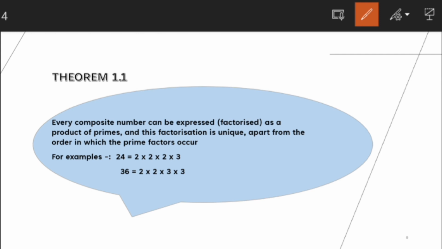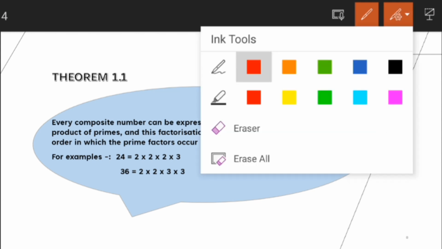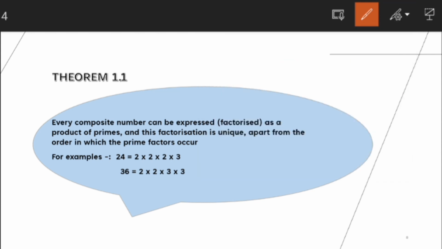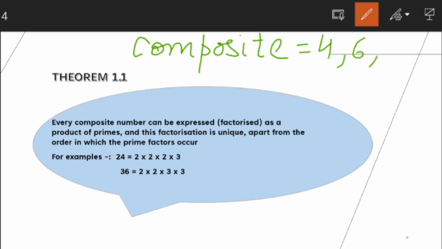We have already done this: composite numbers are the numbers which have more than two factors. For example, the first composite number is 4, then 6, 8, even 9, etc. So they have more than two factors.